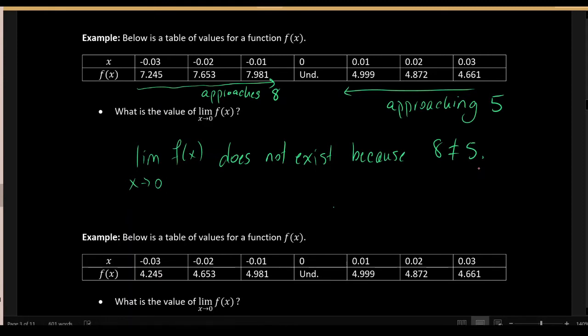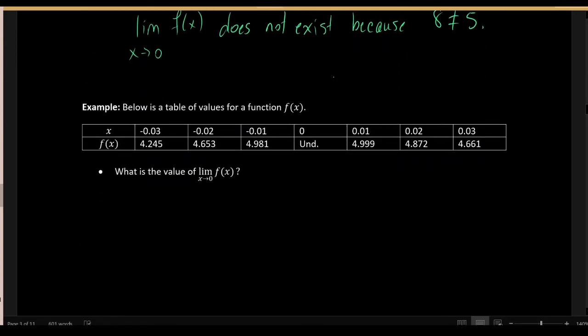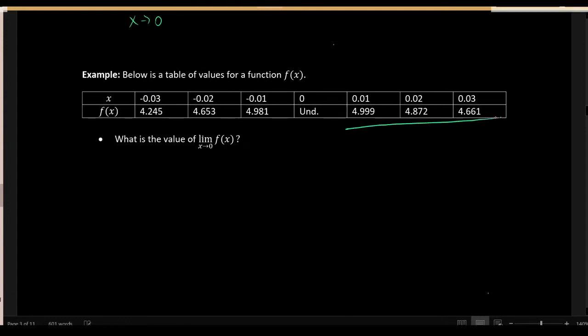However, if we just change the values on the left side of that table a little bit, so that both the left side and the right side limits are approaching 5, now it does make sense to talk about the two-sided limit. The two-sided limit would be equal to this shared value of 5.